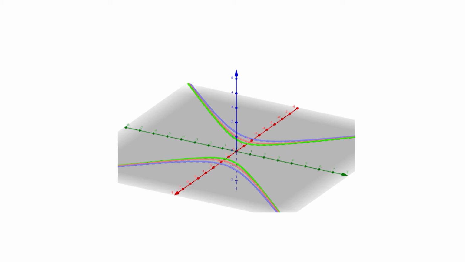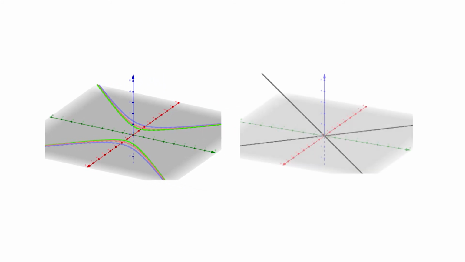Graph of f of x y is equal to y square minus x square and level curves for 3 values k is equal to negative 2, k is equal to negative 3 and k is equal to negative 5 are shown in the figure. For k is equal to 0, the level curve consists of the intersecting lines y plus x is equal to 0 and y minus x is equal to 0. They are shown by black lines in the figure.